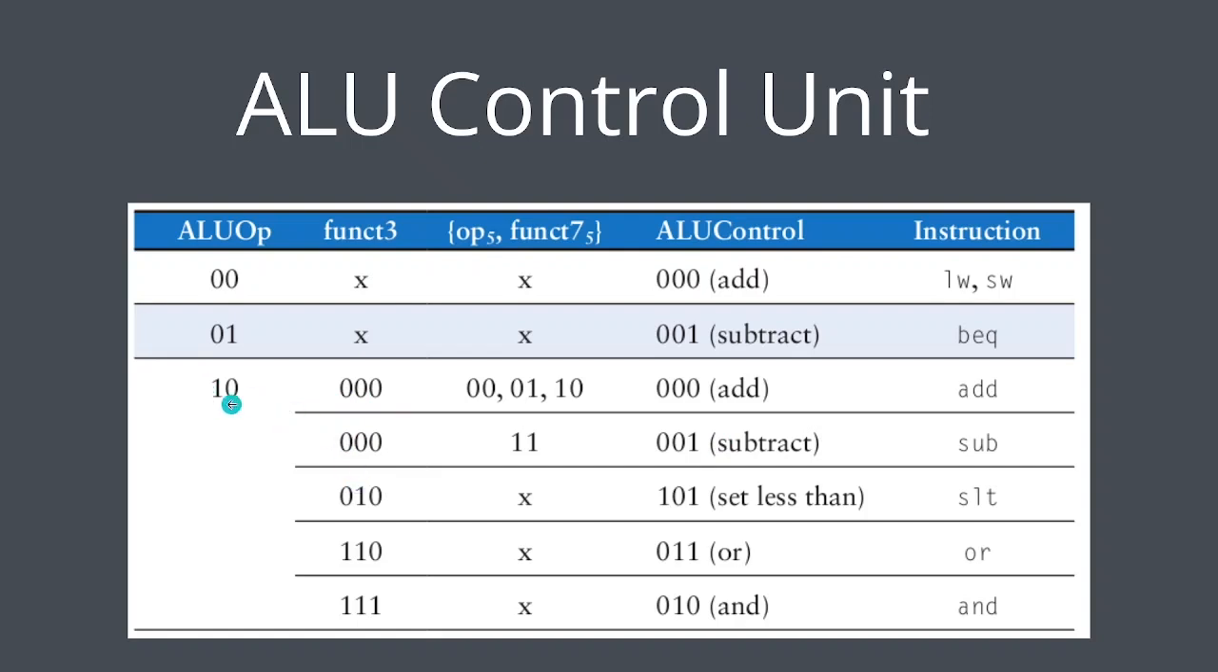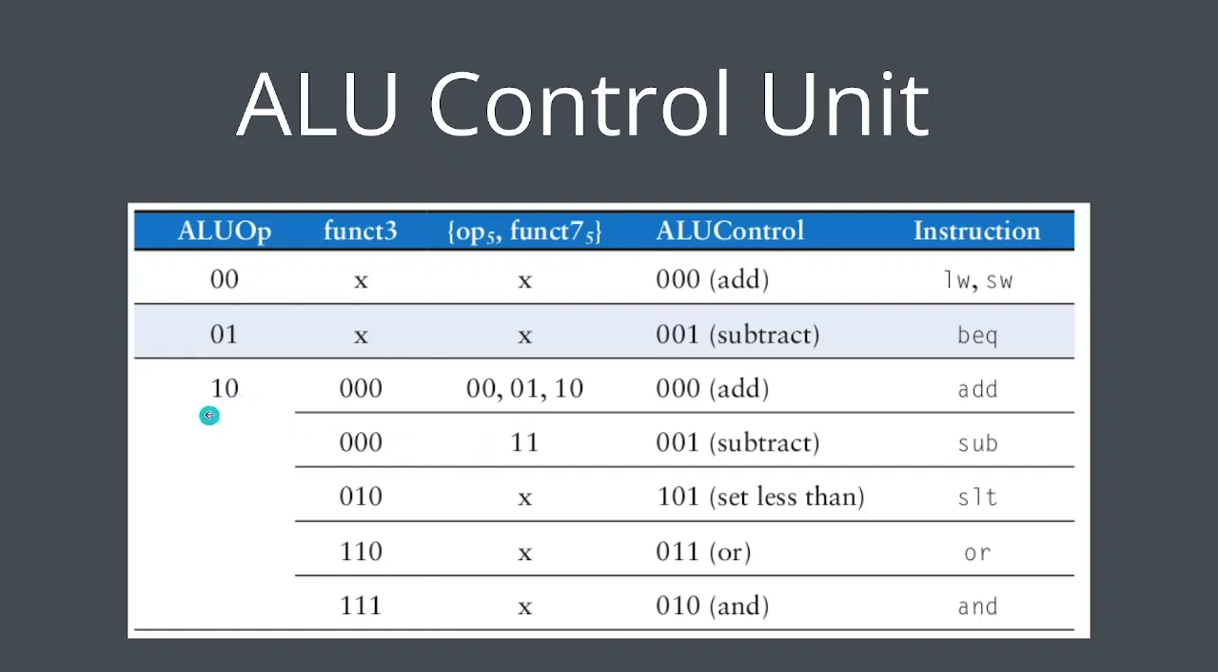When the ALUOp is 1 0 and the function 3 value is the same for both addition and subtraction, which is 0 0 0 respectively, we utilize the OP bit 5 and the function 7 bit, also the 5th bit, to differentiate between the two. This ensures that we accurately select the required operation, right?